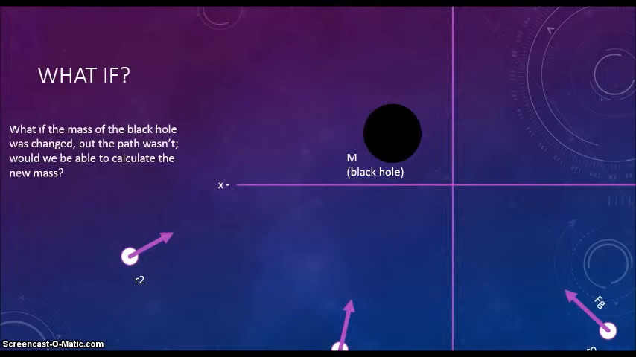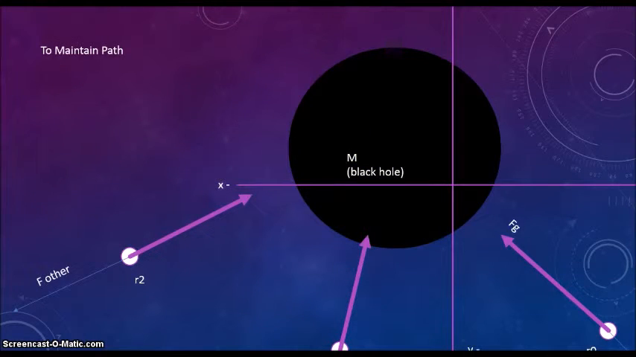What if? What if the mass of the black hole was changed, but the path wasn't? Would we be able to calculate the new mass? In short, no. The path is how we determine the force on the system. So if it is unchanged, then we would continue to get the same F net, and conclude that the mass is also unchanged. However, in order for the path of the system to remain the same, the F net can't change.